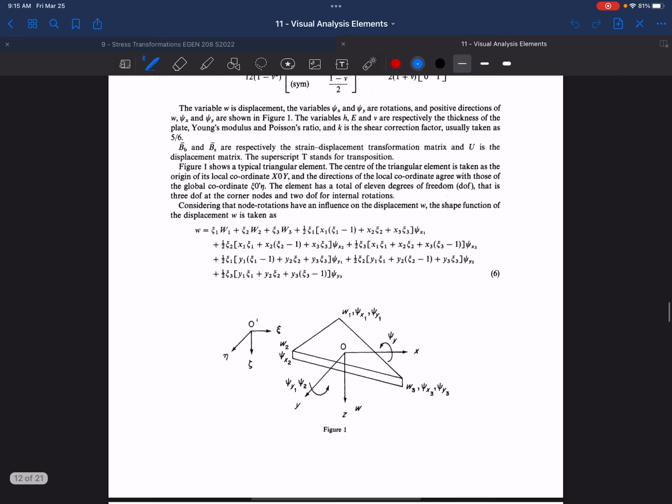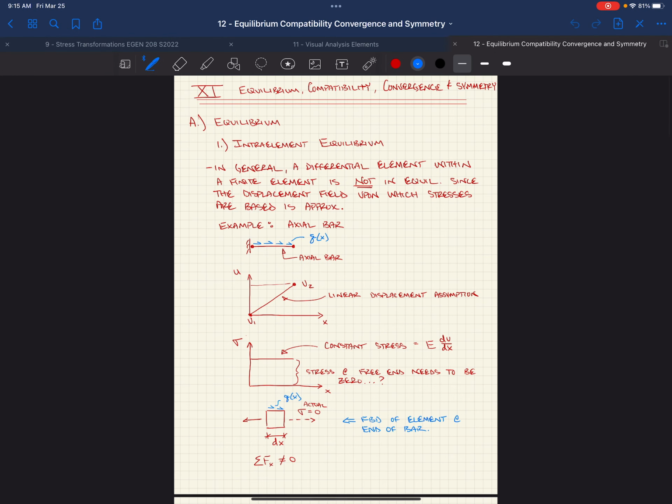So that was it for visual analysis stuff. To round this out so I can test you on everything possible, I've got a little bit of a conversation about equilibrium, compatibility, convergence, and symmetry.